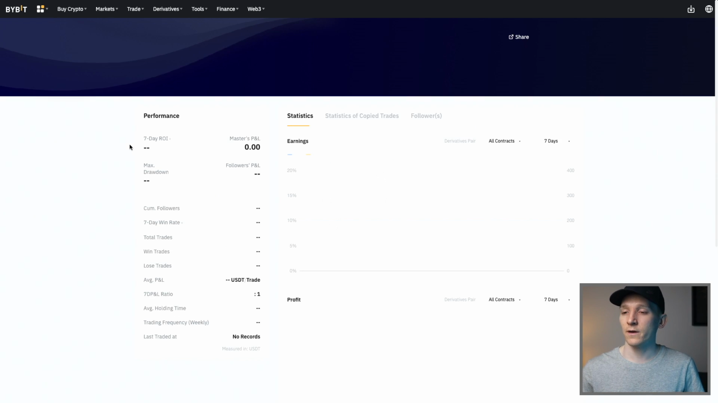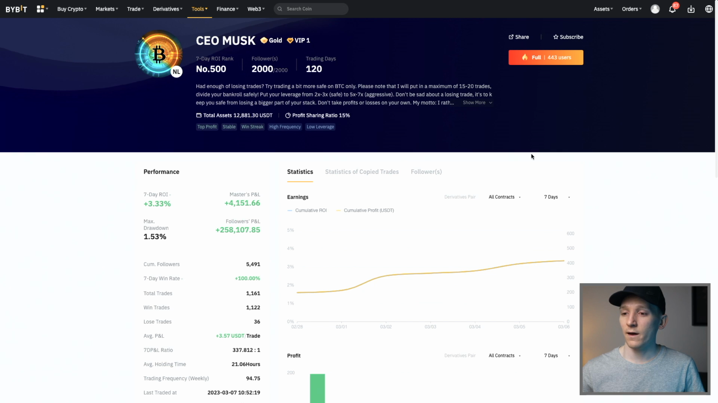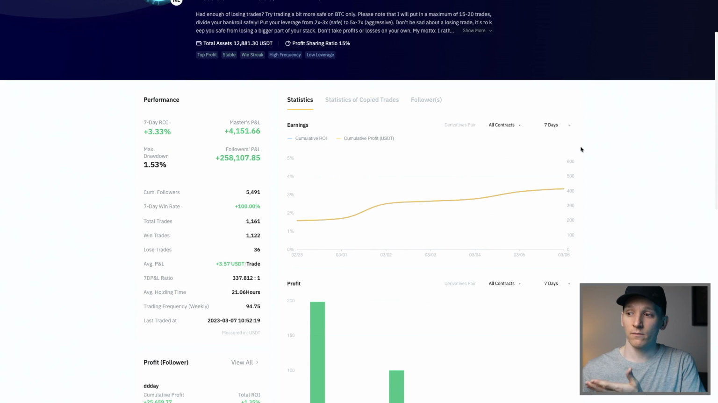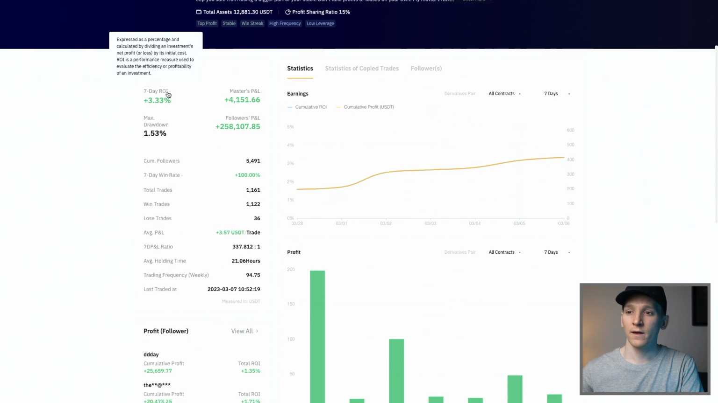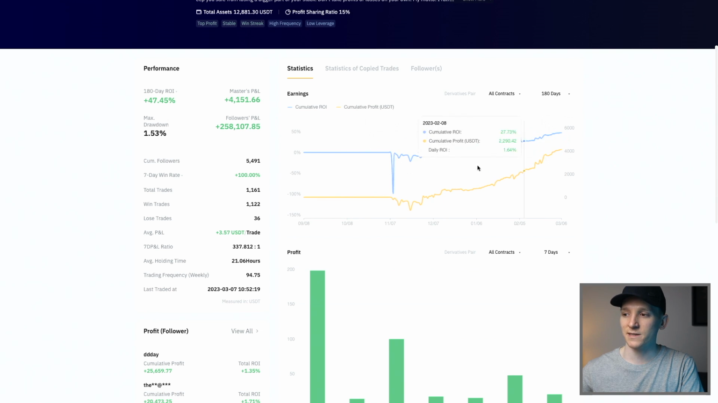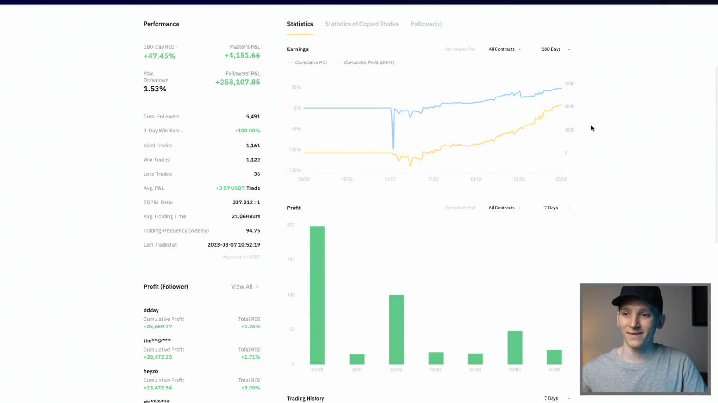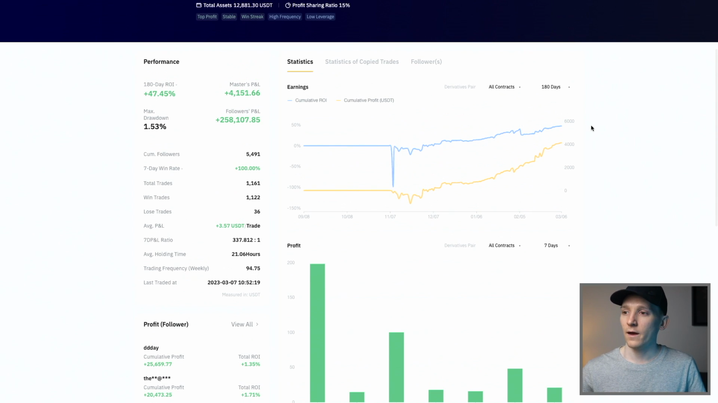So we're just going to have a look at this trader here, CEO Musk. Very good trader as this history anyway. As we can see, 7-day ROI 3%. What I would do is just change everything to the longest time span, so 180 days in this case, and just see what their history is, because what you really want is a consistent trader rather than anything else.